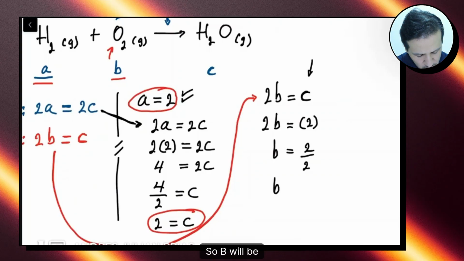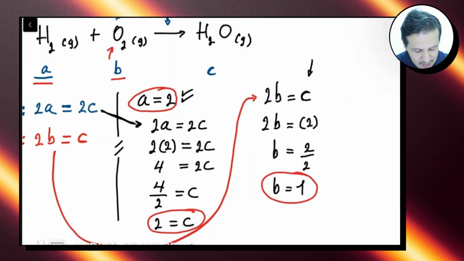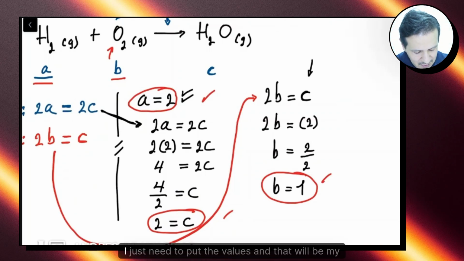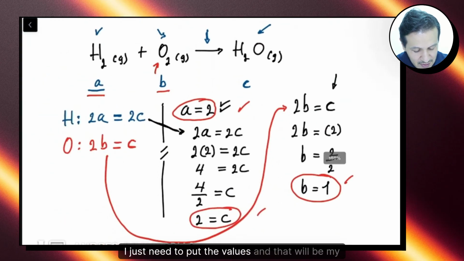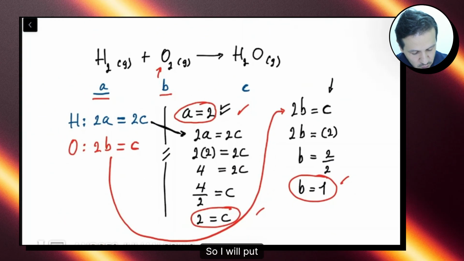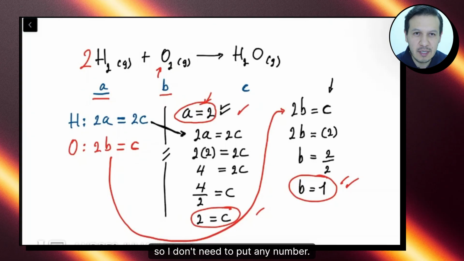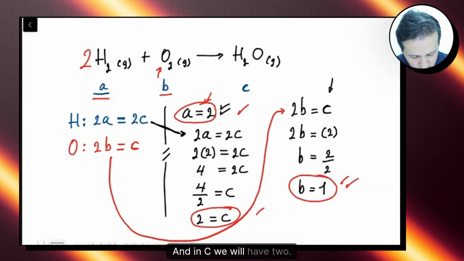So B will be 1. So I have the value for 1. So if I already have the value for A, B, and C, I just need to put the values, and that will be my last step of this method. So I will put in A will be 2, in B will be 1, so I don't need to put any number, and in C we would have 2.